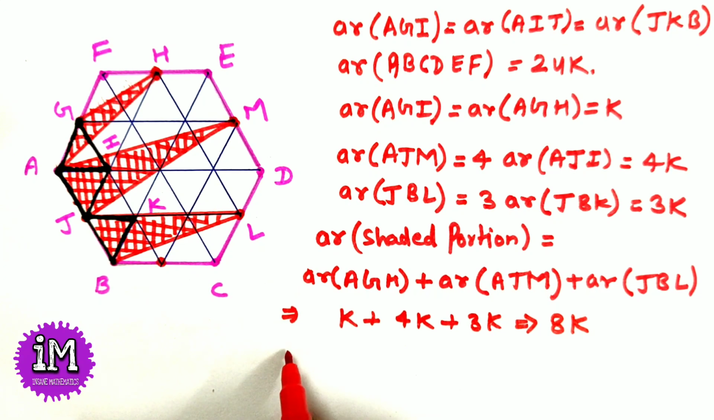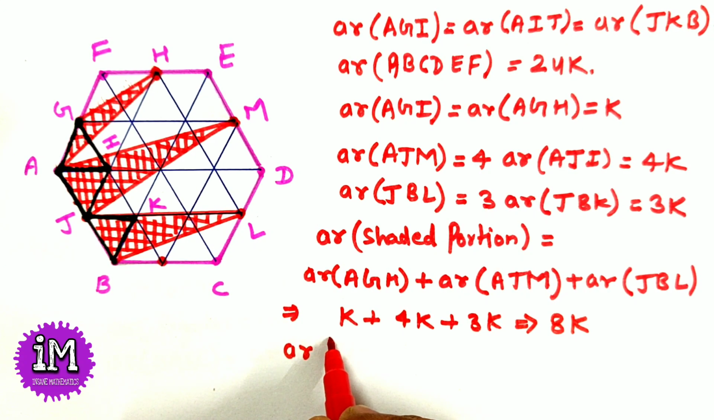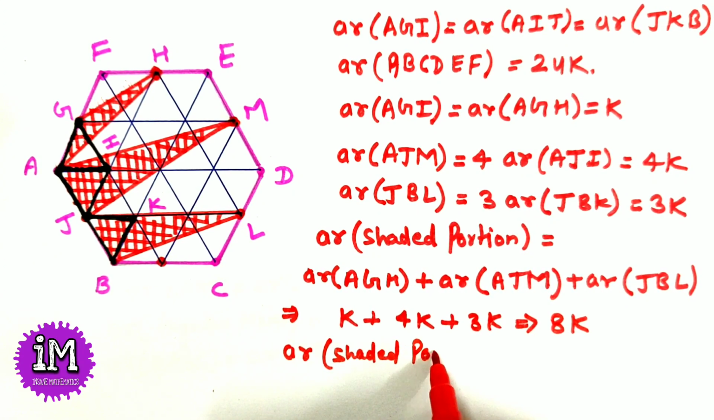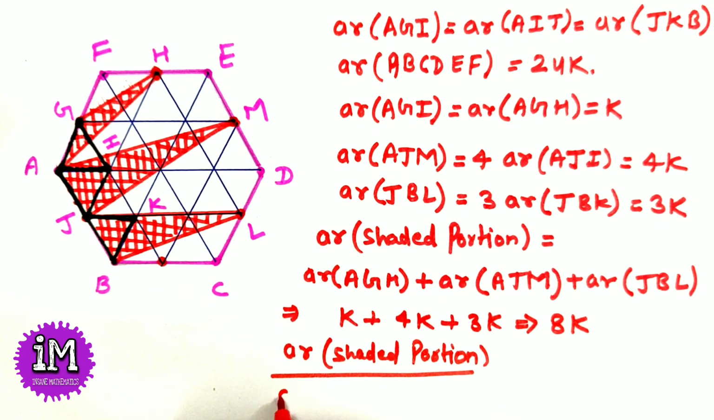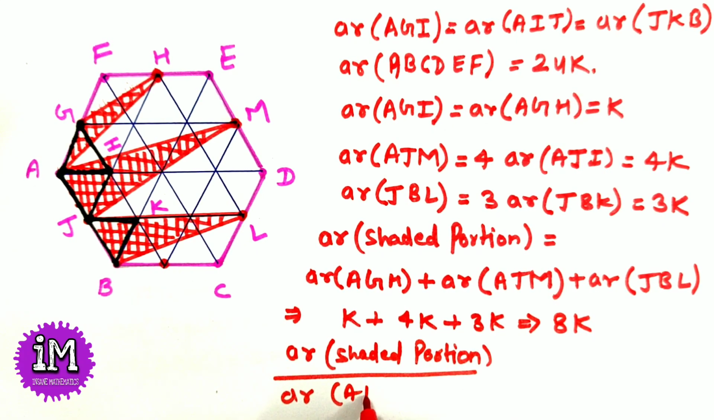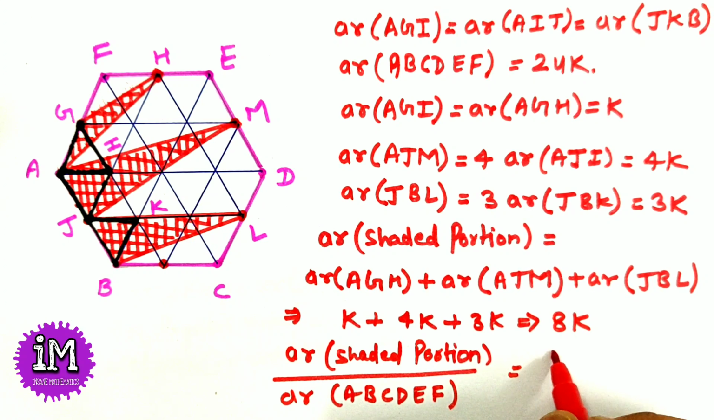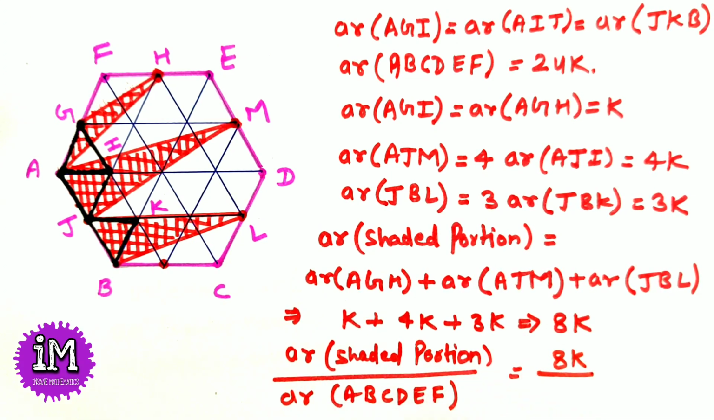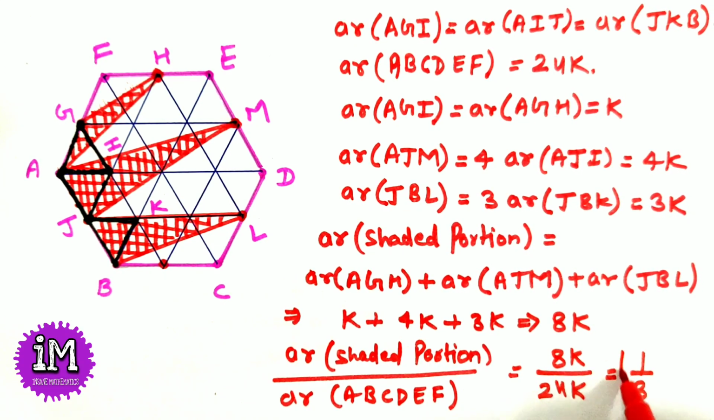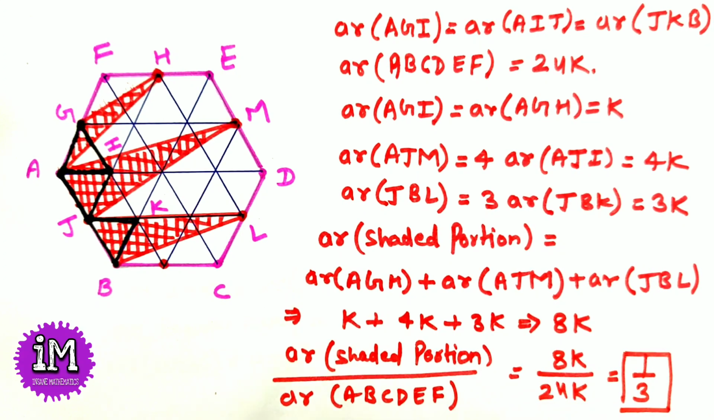Now we need to calculate the area of the shaded portion upon the area of regular hexagon ABCDEF, and here it will be equal to 8K over 24K, which is equal to 1/3. So 1/3 is correct.